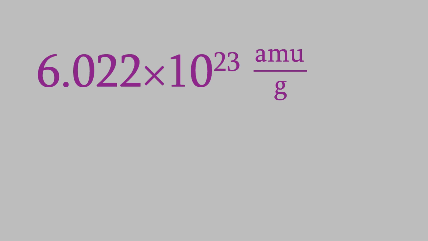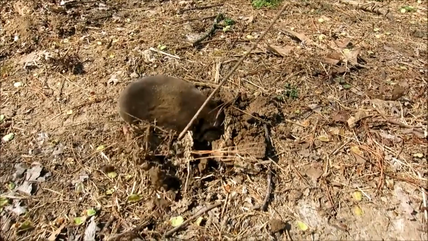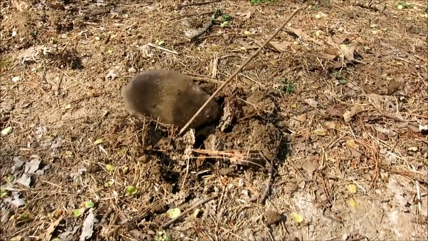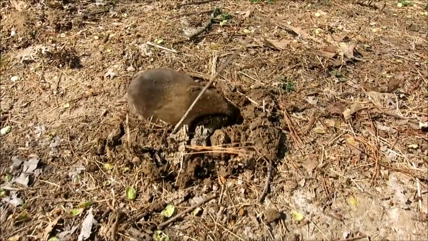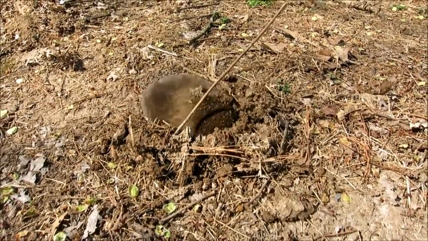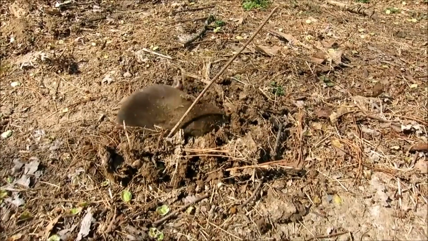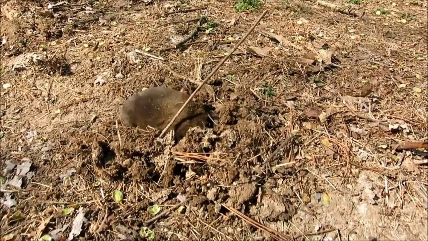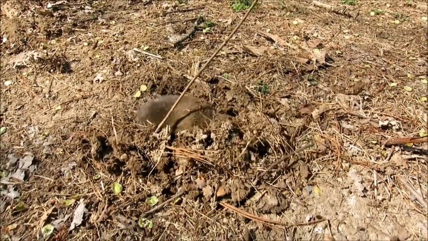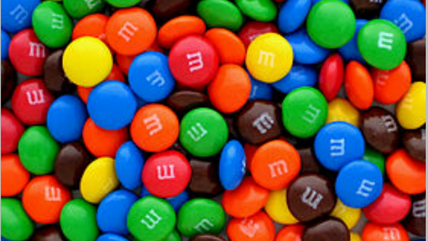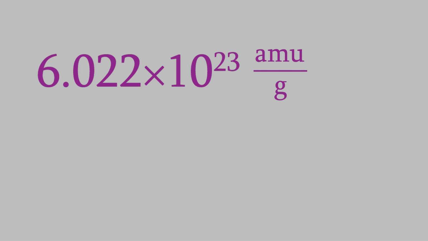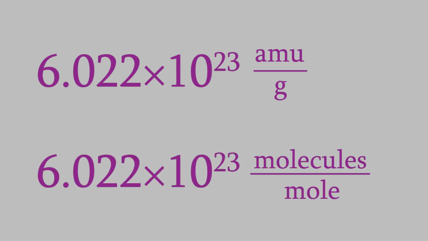It turns out that if we have Avogadro's number of something, whether it's atoms or molecules or anything else, we say that we have a mole of those things. In other words, if we have 6.022 times 10 to the 23rd sodium atoms, we have a mole of sodium atoms. If we have 6.022 times 10 to the 23rd M&Ms, we have a mole of M&Ms. For that reason, another unit we can use for Avogadro's number is molecules per mole.